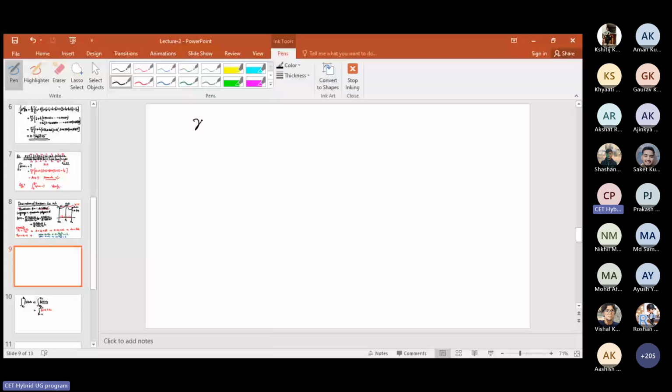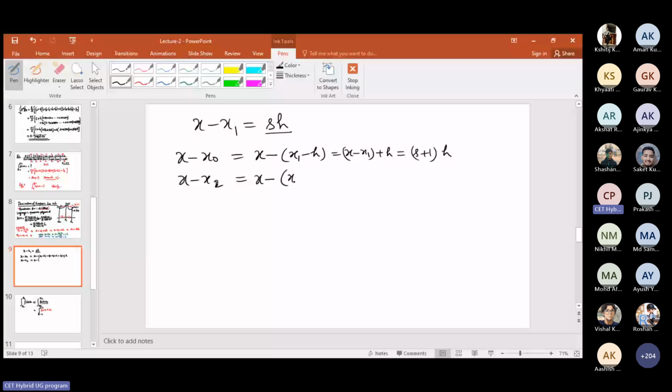Second value is x minus x0, which I can write as x minus x1 minus h, equals x minus x1 plus h, and x minus x1 is sh. So this will become s plus 1 h. Third value is x minus x2, which I will write as x minus x2. In place of x2, I will write x1 plus h. This again I will write x minus x1 minus h, which is sh minus h. So it will become s minus 1 h.